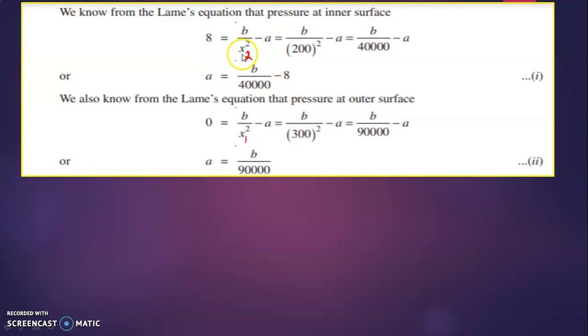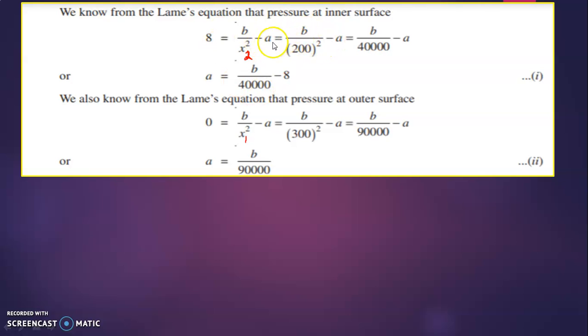Now instead of this x you can consider it as R also, not a problem. This is the formula: Px is equal to B divided by x square or R square minus A. Now we have to apply it for the inner surface. Inner surface is R2. So Px is equal to B divided by R2 square, minus A.